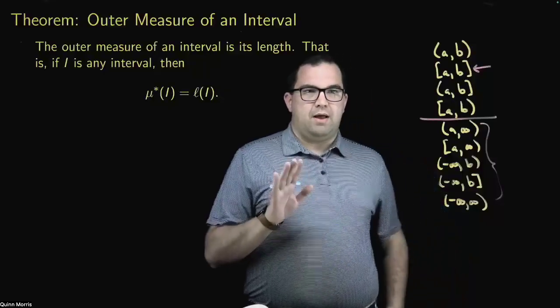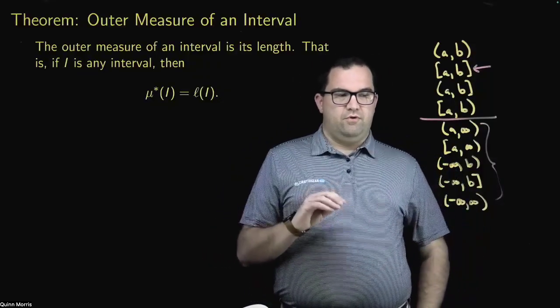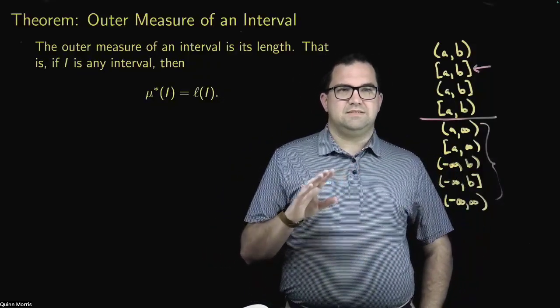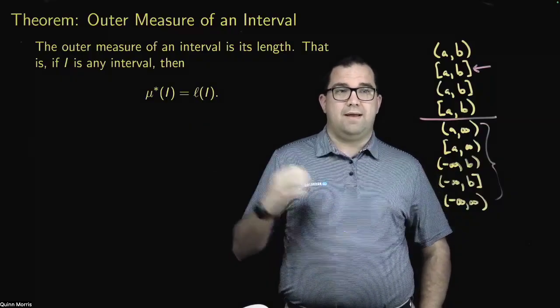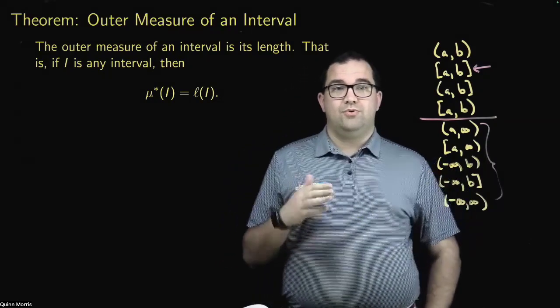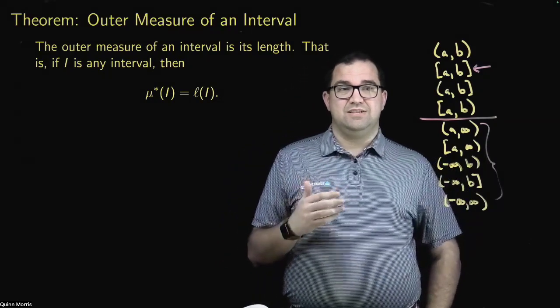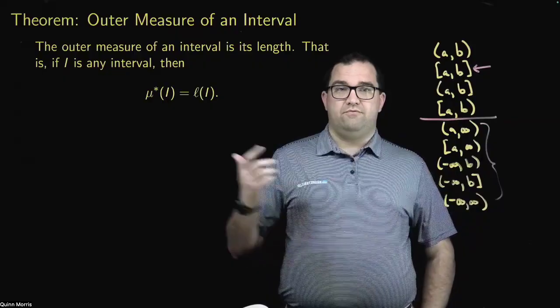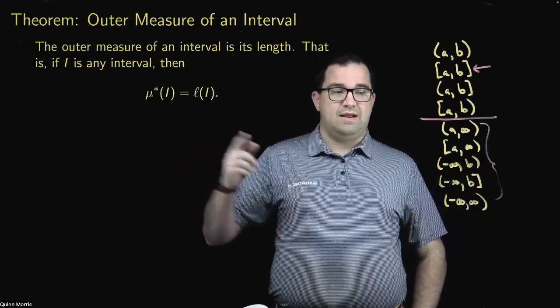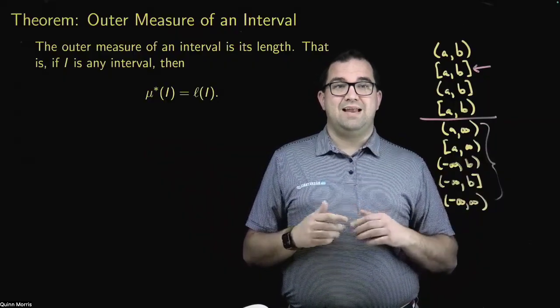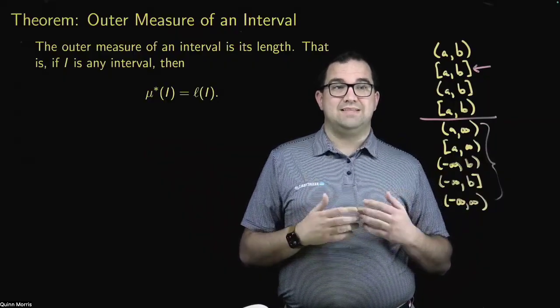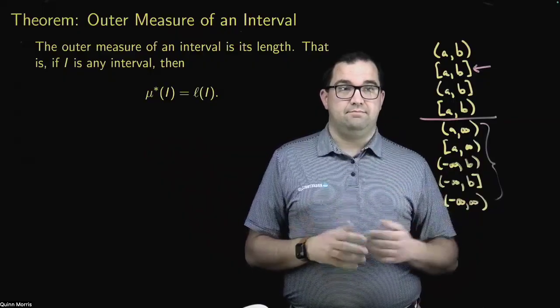Now, there is one minor point I want to make before we move on. And that is that when we talk about the lengths of these intervals, or indeed when we talk about outer measure, we do want to allow the possibility that these things are infinite. So, for example, if I take the interval from a to infinity, that is an unbounded interval. Its length should be infinite.